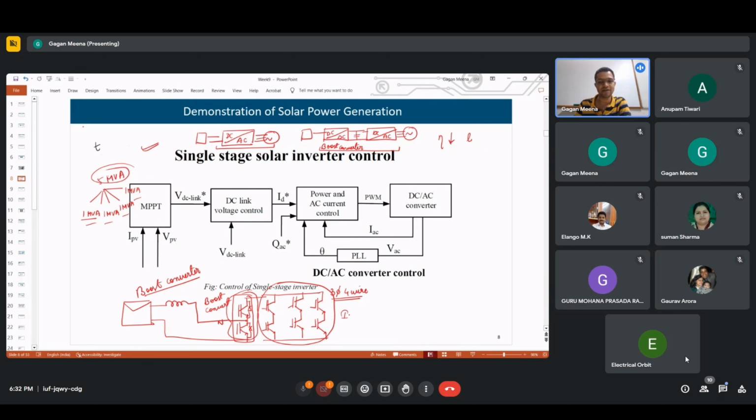For the positive sequence, we can draw one circuit. For the negative sequence, we can draw another circuit. For the zero sequence, we can draw another circuit, and then we can combine them to get the overall effect.